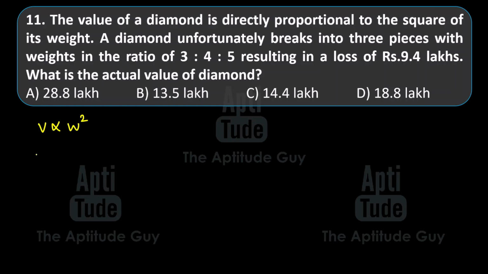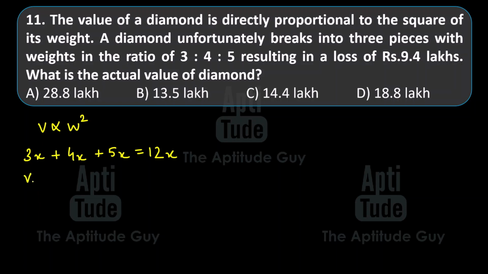So the weights could be 3x, 4x and 5x. So what is the total weight? What was the weight of the big diamond which actually got broken off? 3x plus 4x plus 5x, that is equal to 12x. Alright.